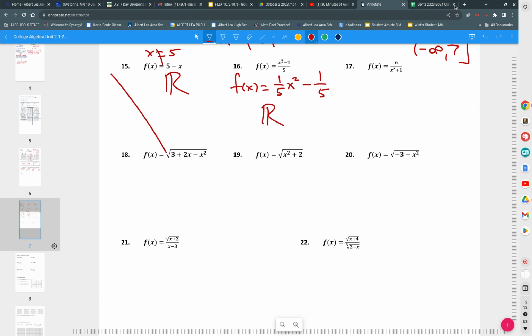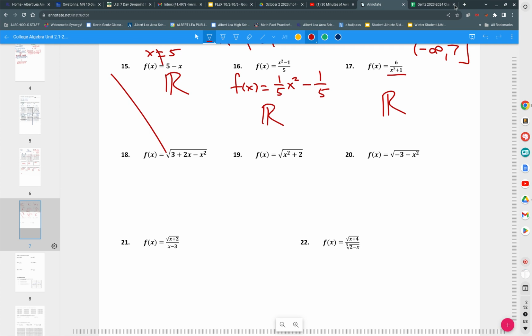Oh, the next one, well, that's a fraction, so I've got to have a problem with this one. Can x squared plus 1 ever be equal to 0? Absolutely not. That bottom is always positive, no matter what. I don't care what number you plug in for x, you're going to get a positive number out as a result. Domain, all real numbers.